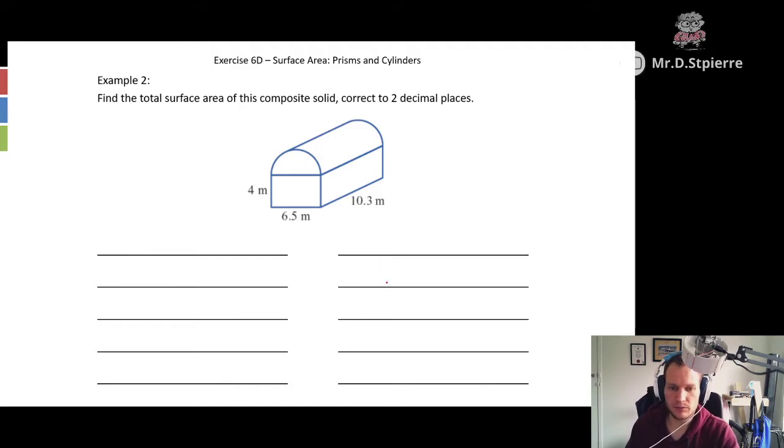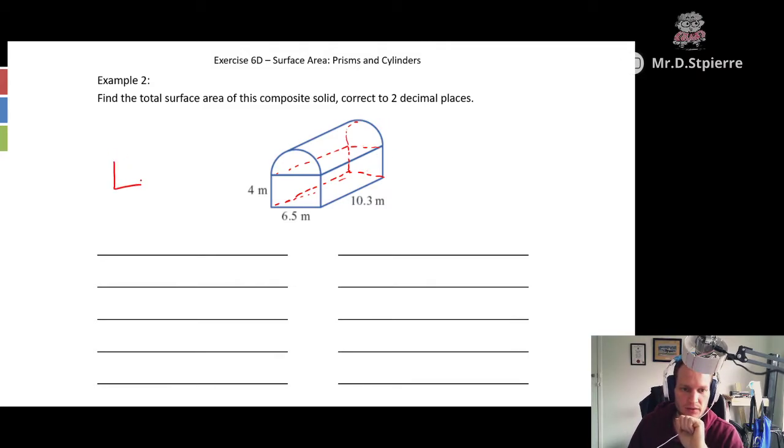So let's do a couple worked examples, and generally anything composite will be a bit of a blend. Find the total surface area of this composite solid, correct to 2 decimal places. Okay. So let's add in the rest of the shape so we can visualize it. There we go. That would be the rest of the shape. So what do we actually have?